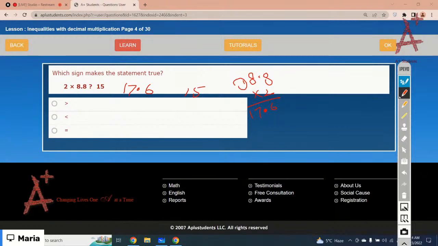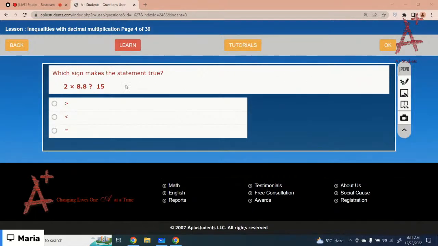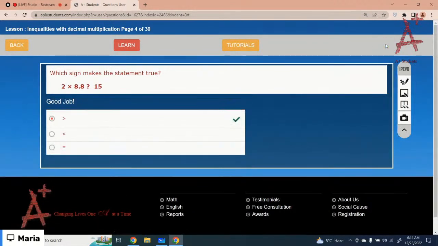17.6 is greater than 15. Got it? So it would be greater. So the correct option is greater. Just select the correct option and click on the OK button.